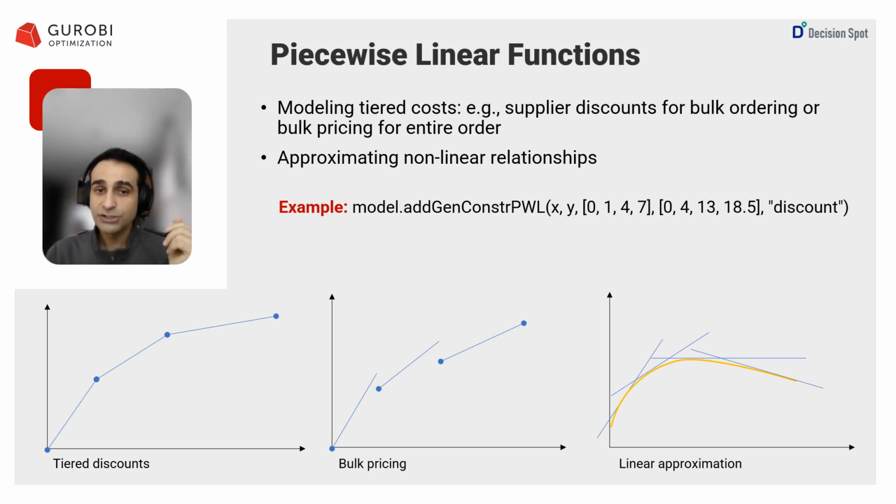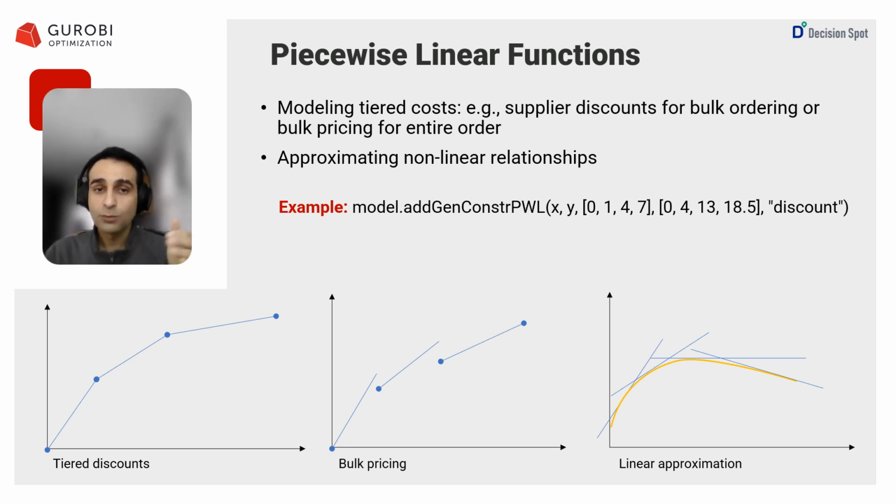For example, consider the cost structure when ordering from a supplier. If you order up to a certain amount, let's say 3 units, the cost per unit is the standard cost, for example, $10 per unit. But if you order beyond that threshold, the supplier offers a discount, maybe $9 per unit for any units beyond the first 3. And if you reach an even larger quantity, the per unit cost drops again, $8 after you buy more than 10 units, right?